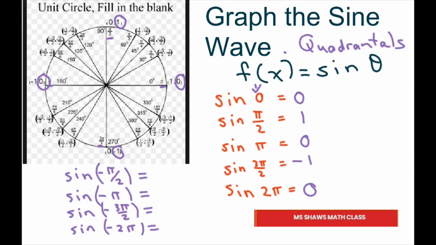Now for the negative angles, it means you're going this way. So sine of negative pi over 2, which is actually 3 pi over 2, is -1. Sine of negative pi, going up to negative pi, is 0. Sine of negative 3 pi over 2, which you're going up to here, is 1. And negative 2 pi, you go all around, so we're just going clockwise, is back to 0. And so you take these values, this is like your x, and this is your y. And we're going to plot these.